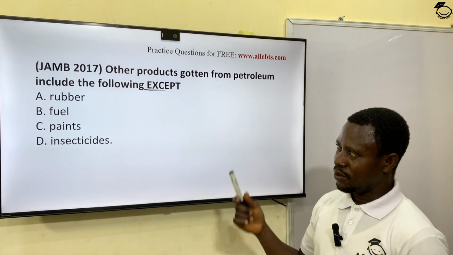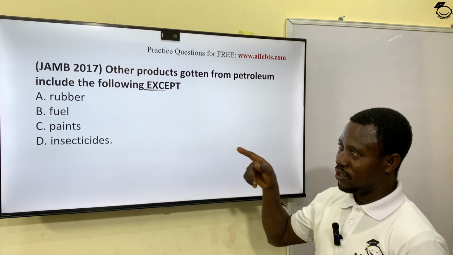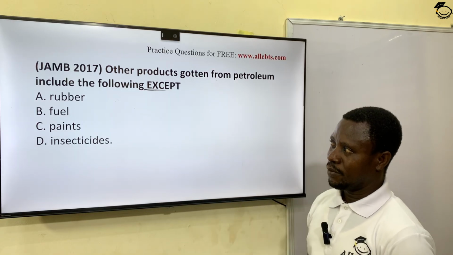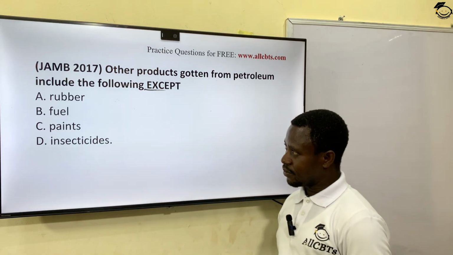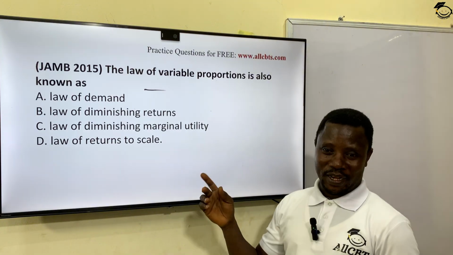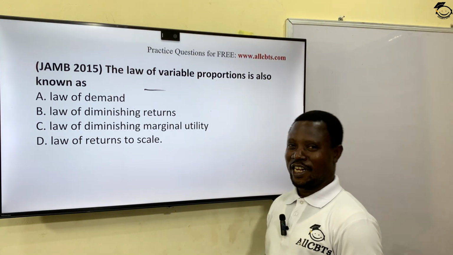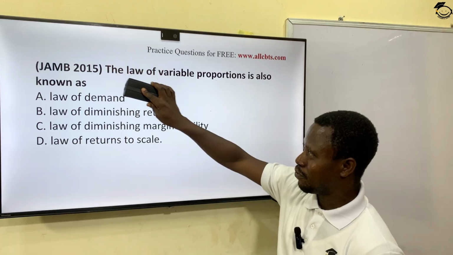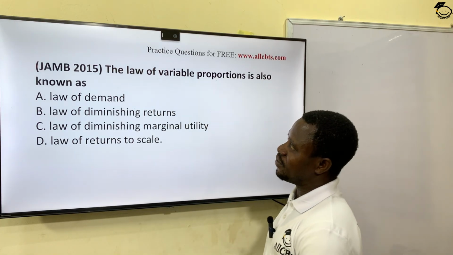So the correct answer to this question, which does not belong to this lineup, is option A, rubber. Okay? If it will be plastic, if they have put plastic there, then there won't be any answer. Because plastic is also a byproduct of petroleum. Let's see the next question.